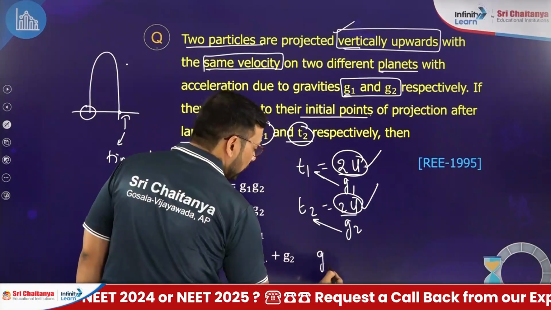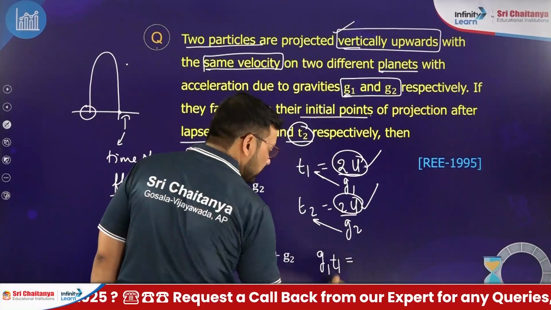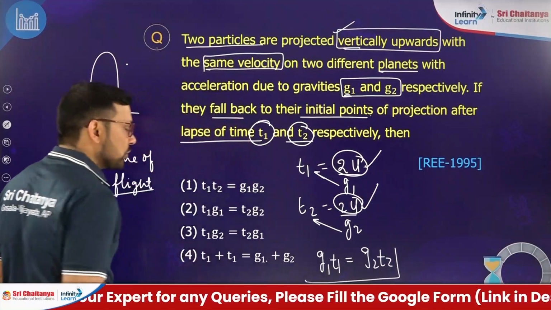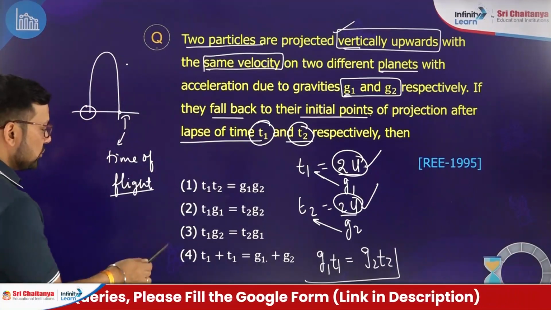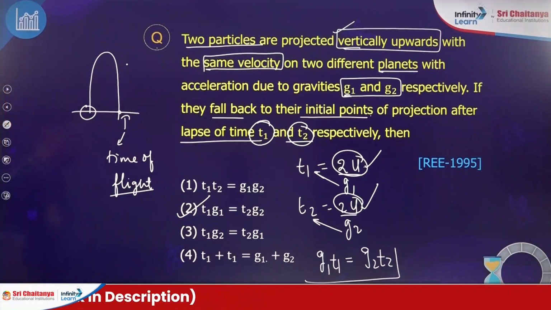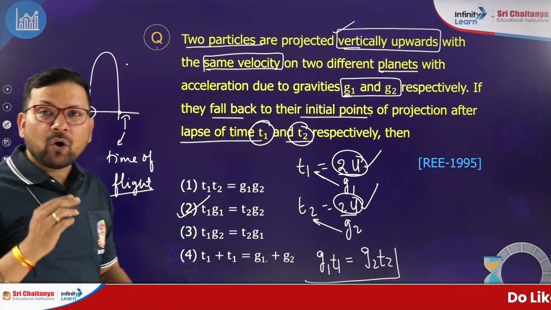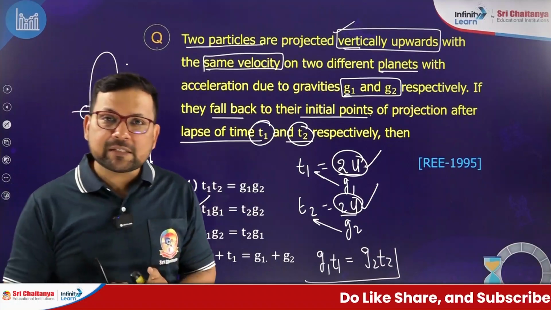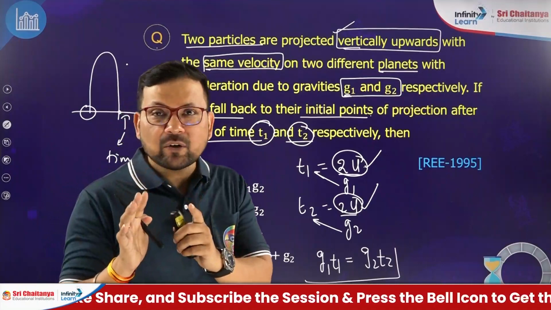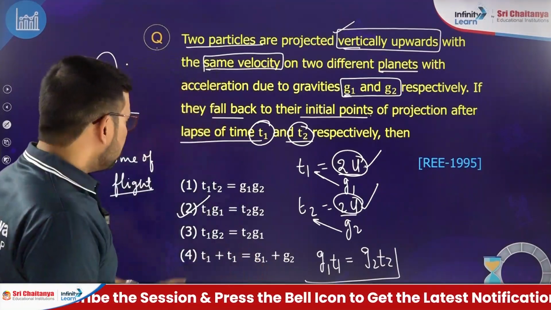It means whatever is g1 t1 on one planet, that is g2 t2 on the other planet. That should be the option we will take: g1 t1 equal to g2 t2. That second option is the correct option. So basically all the questions are formula based, sign convention based, and two categories, either upward or downward. Okay, I hope you got this question.